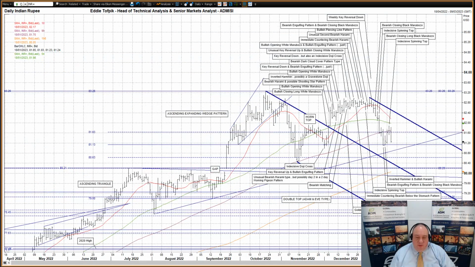US dollar against the Indian rupee. An indecisive spinning top yesterday, marking the end of the reactionary move back up from last week's testing down to the key 50% Fibonacci line of the September to October 2022 move at 81.13. The top side was pretty obviously capped by the rising medium moving average, currently 81.70.